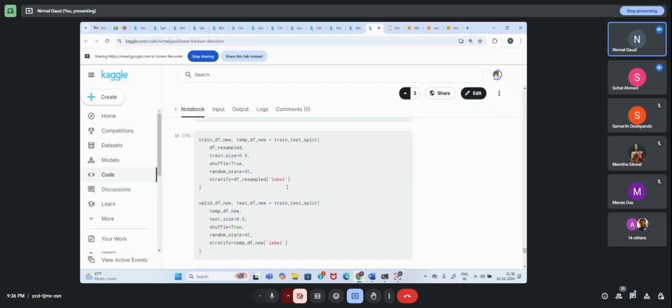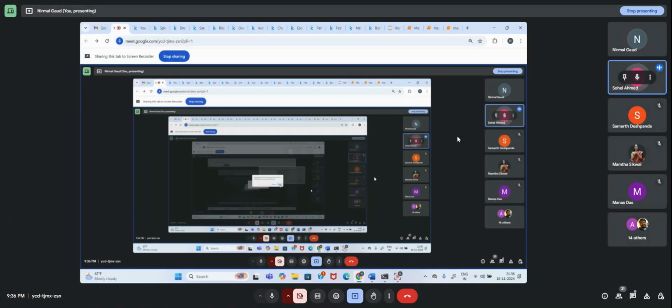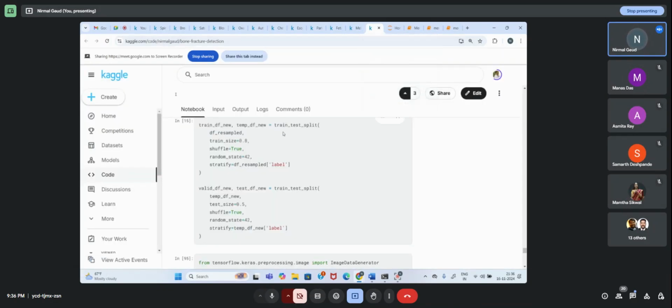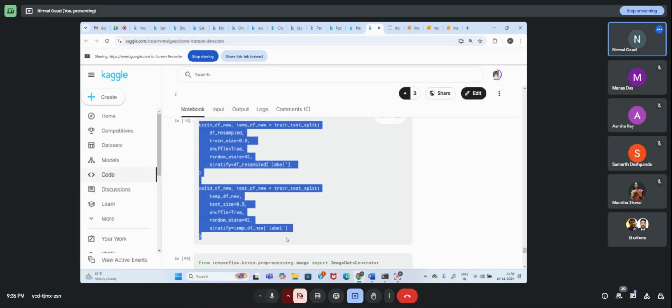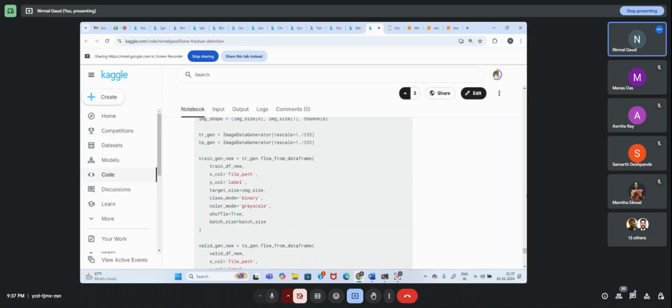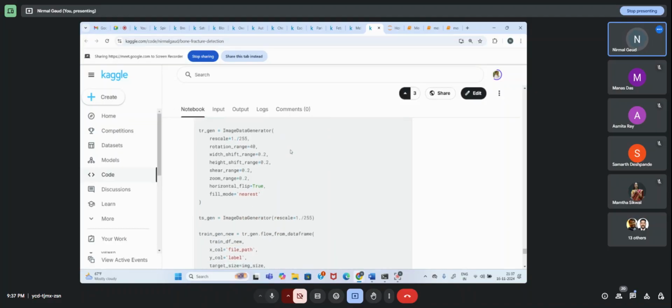After that, I performed splitting of the data, that means training, testing, and validation. Then in training the data, just check this code. In training the data, during pre-processing, I performed rotation, width shift, height shift, shear, zoom, horizontal flip, all these things I did.